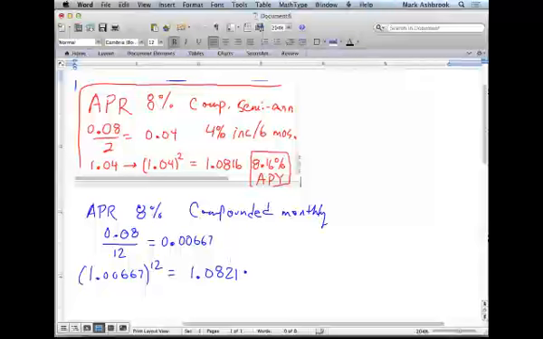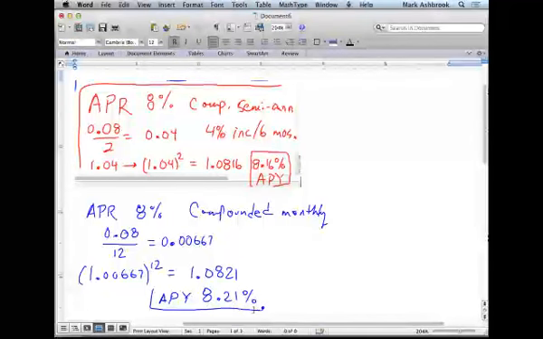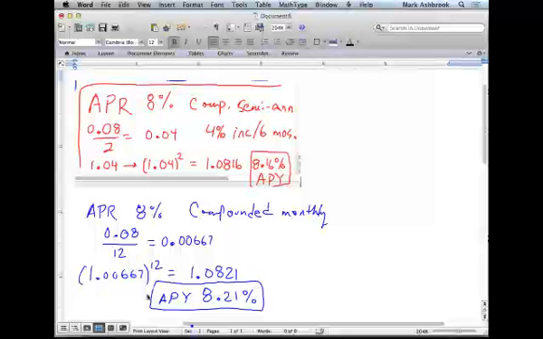Okay? And so that means that the APY is 8.21%. All right, cool. Is that what other people got? All right, so what happens when you compound more often? So when we compounded just twice during the year at the 6-month marks, our result in the end was a true increase of 8.16%. But if we do it every month, our true result after the year is 8.21%.